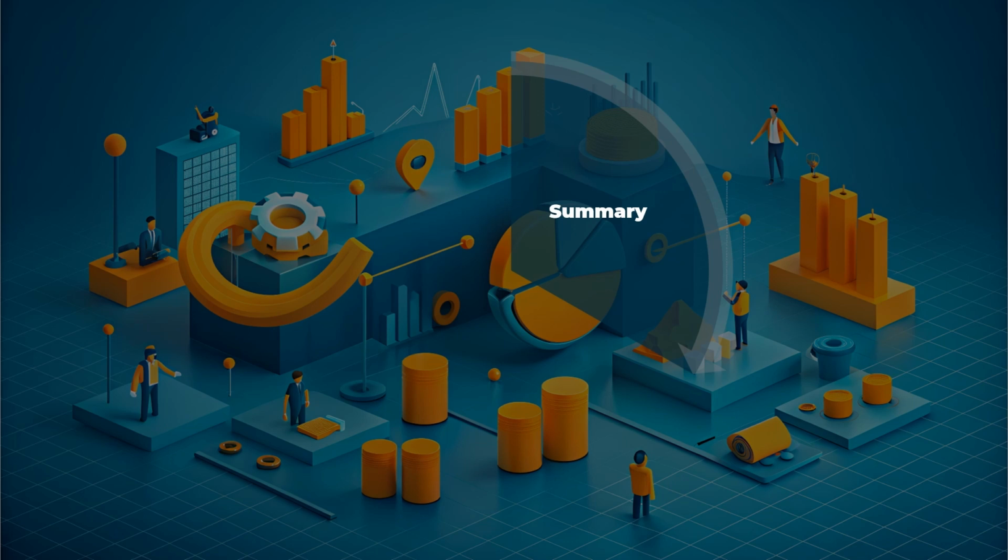Definition of project quality. We defined project quality as the degree to which a project meets the requirements and expectations of stakeholders, including conformance to standards and specifications. Planning for quality. We discussed how to identify quality standards and develop a quality management plan to guide the project.